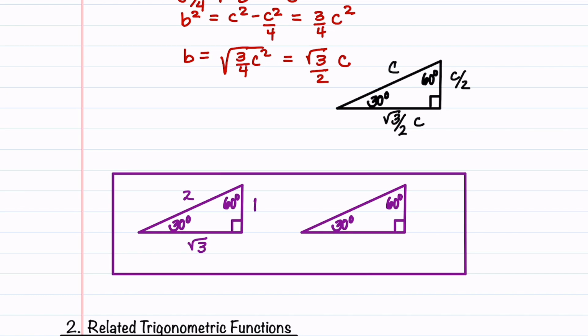On our right-hand triangle, we're going to let C be equal to 1. This one's a little bit easier. So our bottom length is the square root of 3 over 2, and our side length is 1/2.